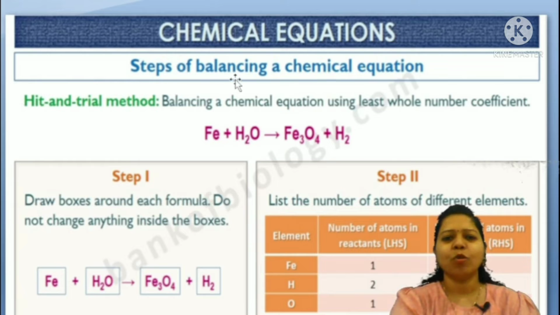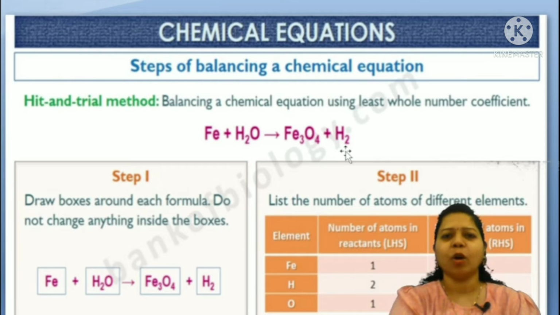That is steps of balancing a chemical equation. Hit and trial method, balancing a chemical equation using least whole number coefficient. Fe plus H2O gives Fe3O4 plus H2.